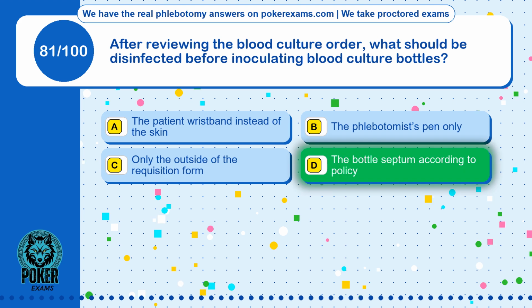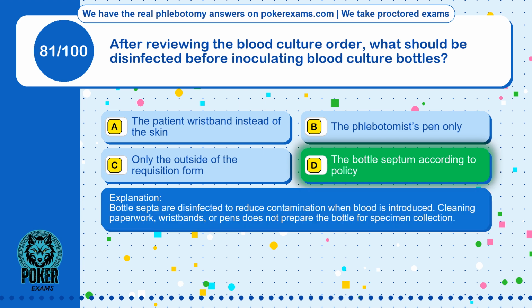The correct answer is option D. The bottle septum according to policy. Bottle septa are disinfected to reduce contamination when blood is introduced. Cleaning paperwork, wristbands, or pens does not prepare the bottle for specimen collection.